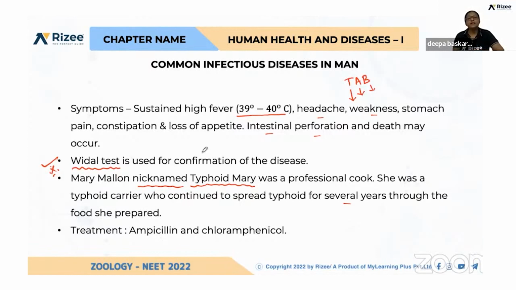And again, as there is no hunger feel, the persons avoid eating and they will become very weak. So for them, again, we have to provide the liquid food, and again intravenous supply of nutrients is also needed. And the treatment by antibiotics, ampicillin and chloramphenicol. Ampicillin and chloramphenicol are the antibiotics which are used for the treatment of typhoid.